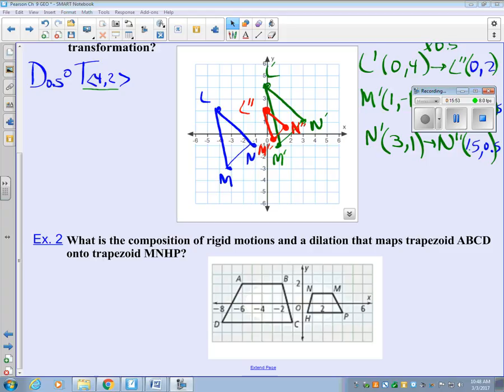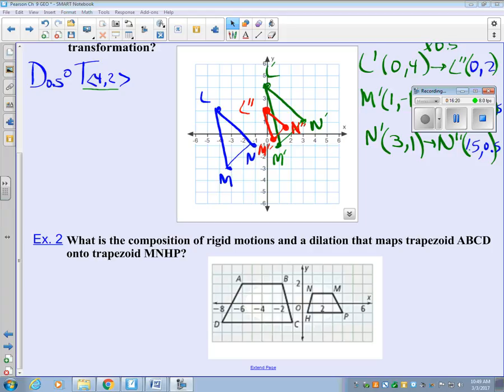Okay, so we start with A, B, C, D, and we're going to end at M, N, H, P. So we know we're going to shrink it, right? So let's go ahead and, I'll let Clay decide. Clay, do you want to find our scale factor first, or do we want to see about our reflection?